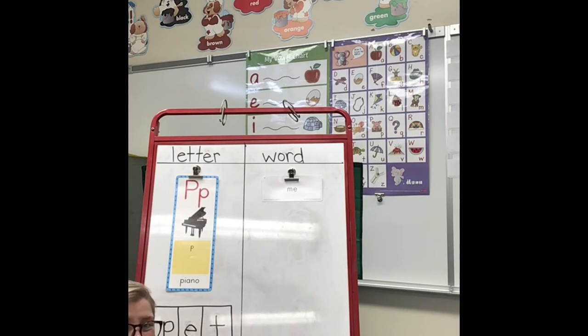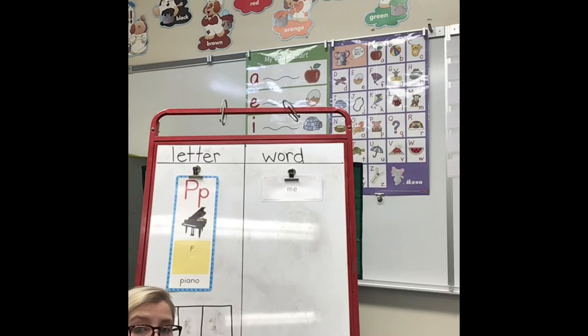This is the letter E. It says E like egg. This is the letter T. It says T like turtle. Let's say the sounds. P, E, T. Now let's say the sounds slowly together. Pet. A little bit faster. Pet. This is the word pet.